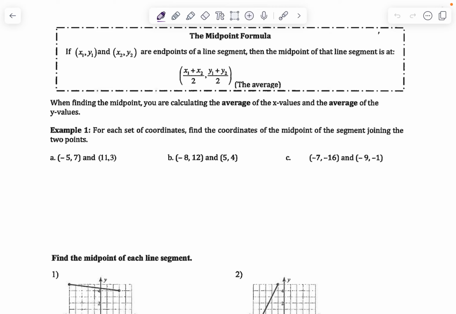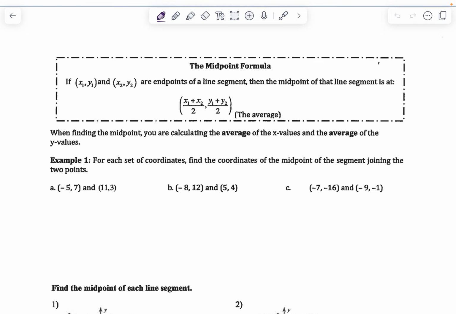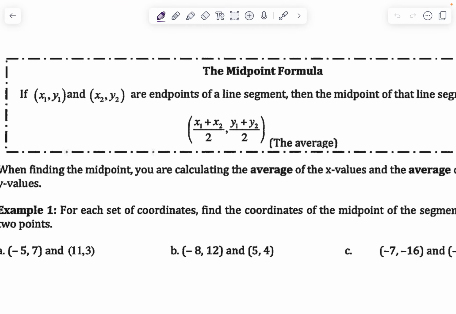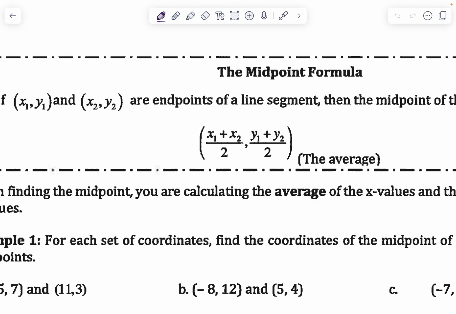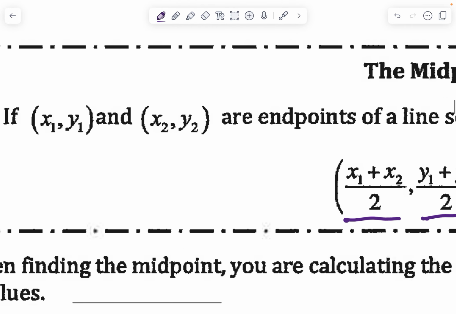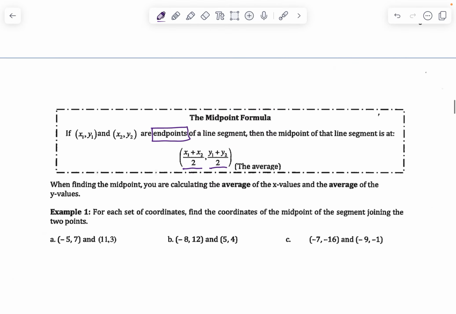Okay, in this lesson, we're going to look at the midpoint formula, which is listed at the top of our page here. As you look at the midpoint formula, you have x1 plus x2 all over 2 as your first side, and then you have your y1 plus y2 over 2 as your second side. Now, your x1, y1 and your x2, y2 are going to be the endpoints of your line segment.